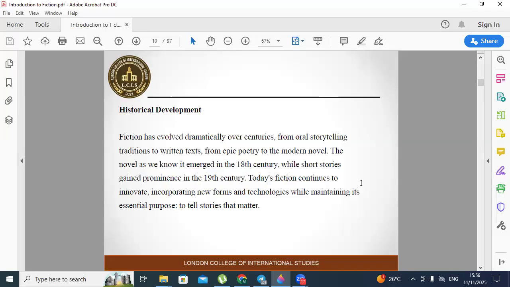Today's fiction continues innovating, incorporating new technologies, digital storytelling, interactive narratives, multimedia elements while maintaining its essential purpose: telling stories that matter, illuminating human experience through imaginative narrative.